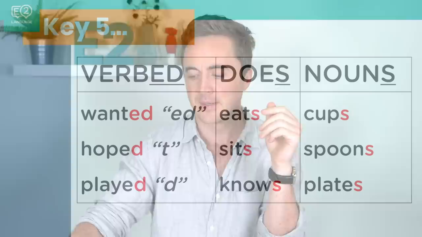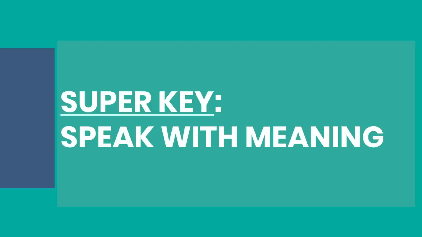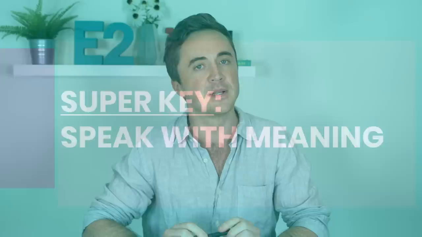Now the final key is the super key. This is the thing that if you do this appropriately, all of the other keys will sort of combine and come together, and that is that you need to speak with meaning. Let me just give you a little lecture here about speaking with meaning. What you want to do when you're describing the graph or retelling the lecture or reading aloud or repeating the sentence is trying to convey as much meaning as you possibly can.